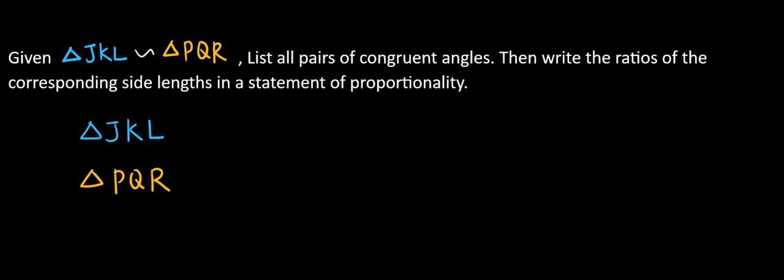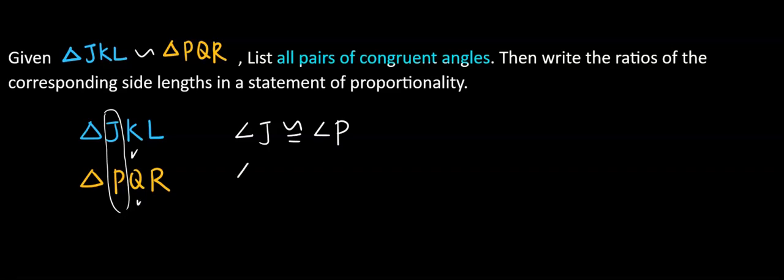Now, I'm going to write for all pairs of congruent angles. Now, all I need to do is pick one letter at a time. So the first one I pick J, Jack, and next one P, Peter. So we have angle J is congruent to angle P. And next one I'm gonna pick K and Q, and I have angle K is congruent to angle Q. Next one I pick L and R, angle L congruent to angle R.